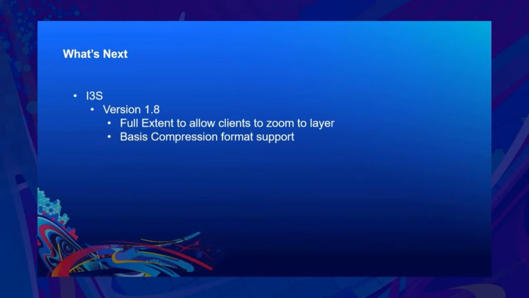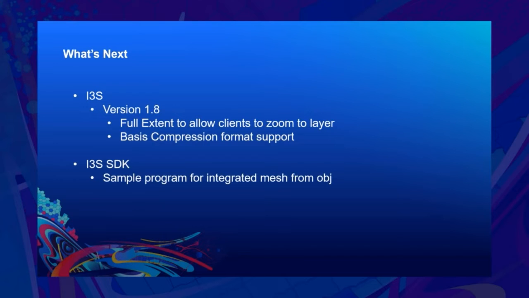So what's next for I3S? Version 1.8 will be releasing this year, with a new property for all layers, fullExtent, which will allow clients to zoom to the layer. A new compression format, Basis, will also be supported in the newest version. The I3S SDK will continue to be developed as well, and we will soon be releasing another sample program, Integrated Mesh from OBJ.